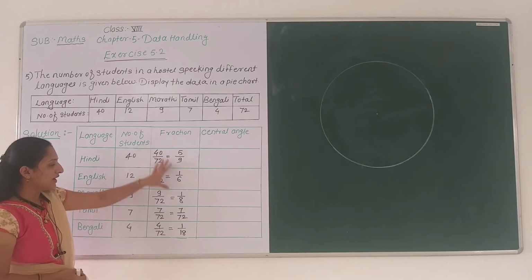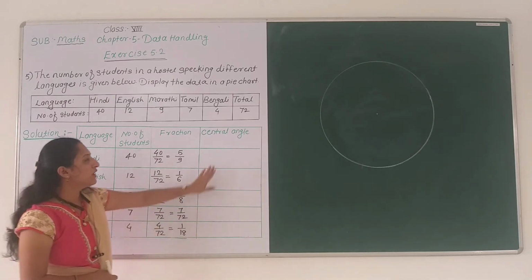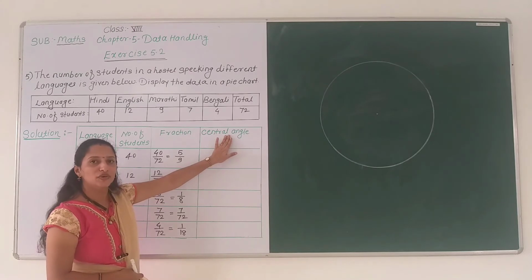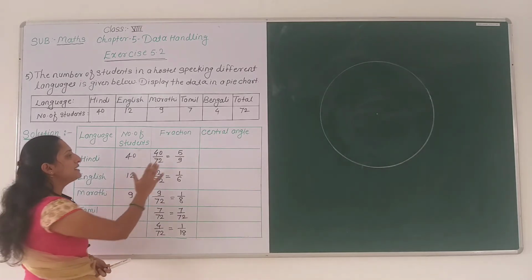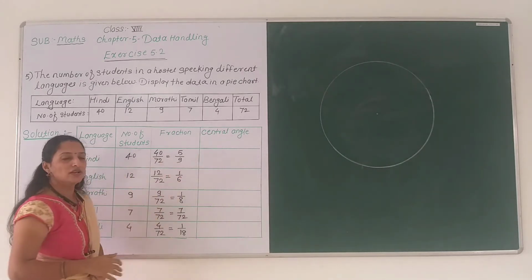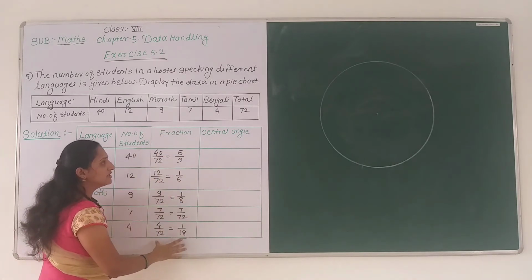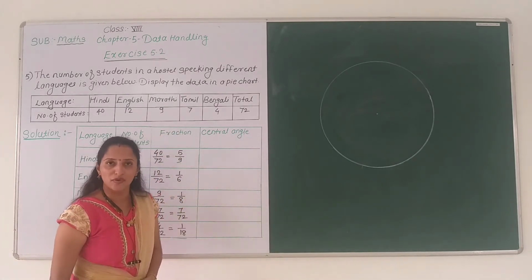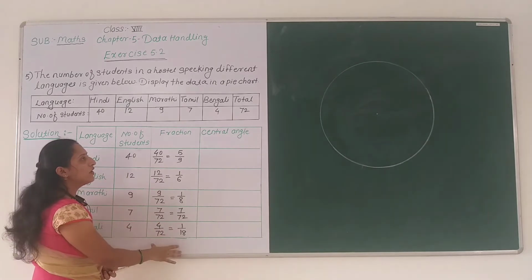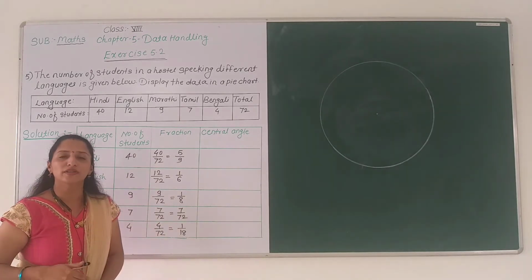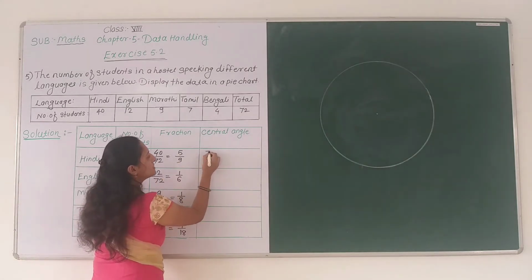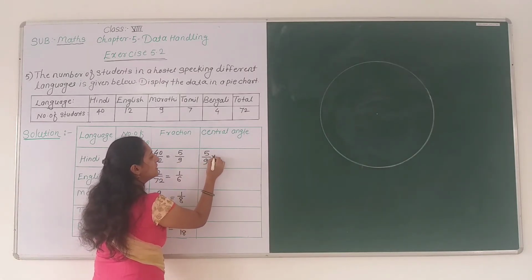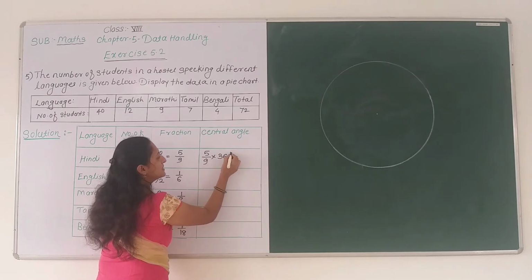So here we found the fractions. Now we have to find the central angle. As you know, the central angle of the circle is 360 degrees. So how can we find it? Just multiply each fraction with 360 degrees. We have to convert all these fractions into degree measure.